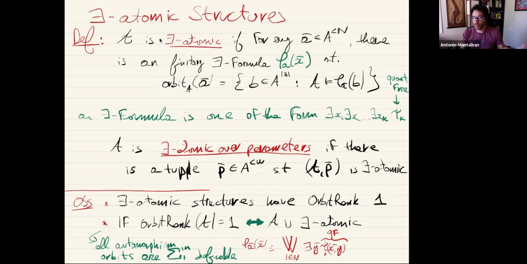So it's not just that every orbit is definable by a first order formula, it's that the formula is also of this existential form. So this is very similar to the notion of atomic from model theory, except that now we have this stronger requirement that the formulas are existential. And these are the ones of Scott rank 1. Good. So let me mention a few examples.